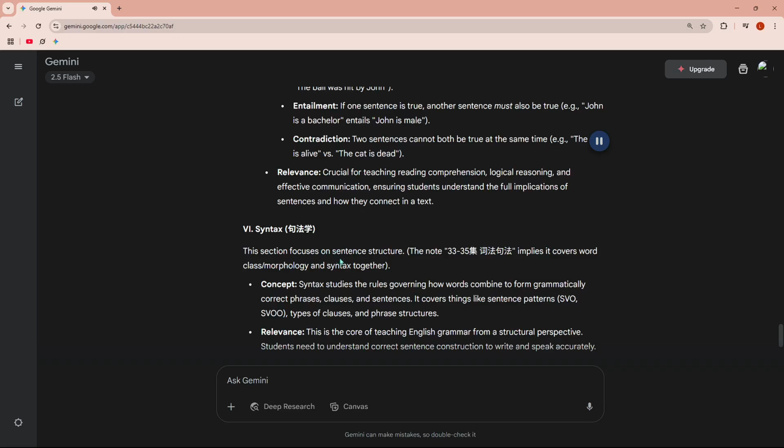Relevance: crucial for teaching reading comprehension, logical reasoning, and effective communication, ensuring students understand the full implications of sentences and how they connect in a text.